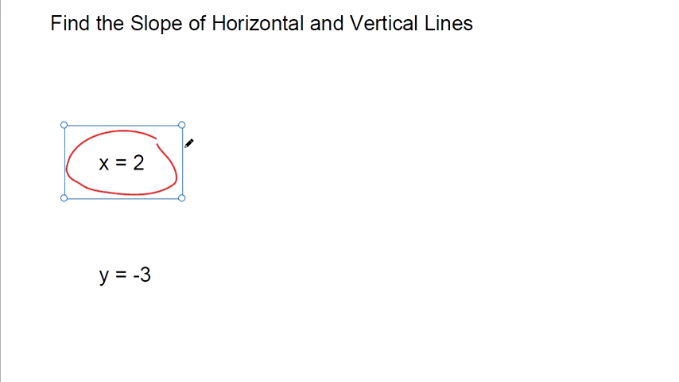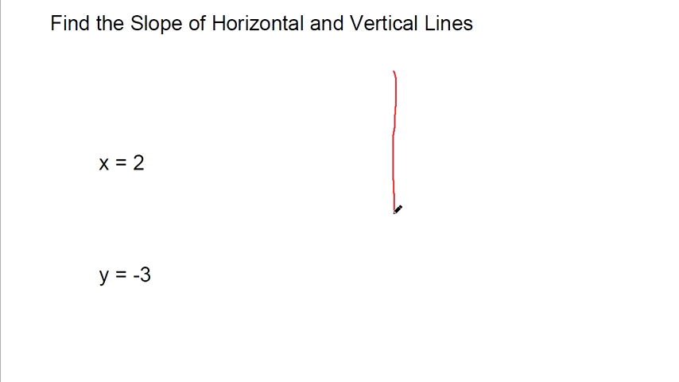So let's look at the graph of this line, x equals 2. If you make a quick x and y sketch, here's x equals 2 on the x-axis. So you can put a dot there. That's representative of this equation.